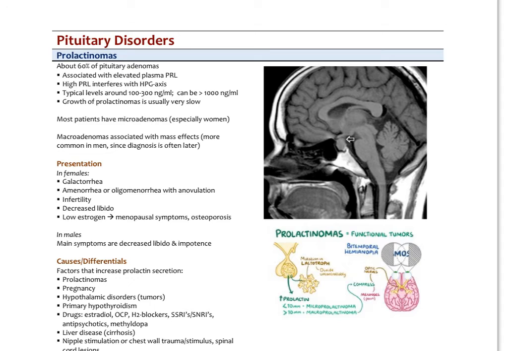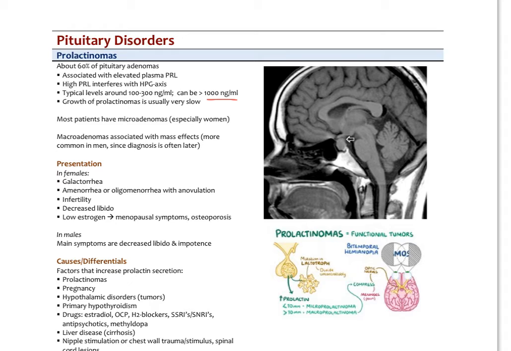Because they're so common, I want to really spend a little more time on prolactinomas. These are about 60% of the pituitary adenomas. They're going to oversecrete prolactin, and the high prolactin is going to interfere with the HPG axis. Typical prolactin levels are between 100 and 300 nanograms per milliliter in a small secreting prolactinoma, but they can actually go up over 1,000 nanograms per milliliter.